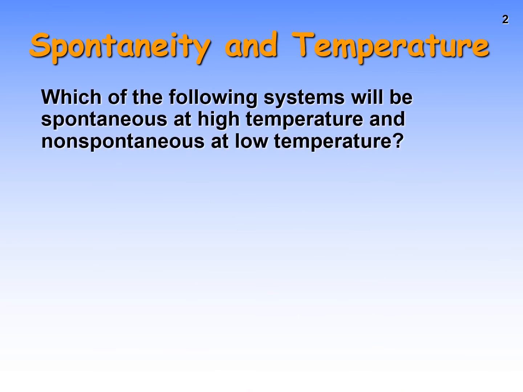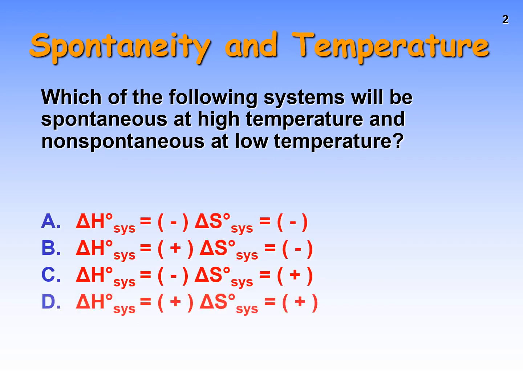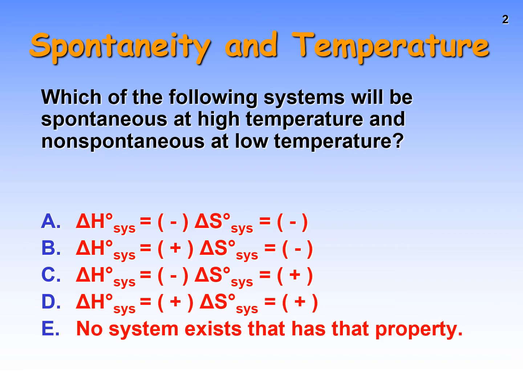So let's look at a clicker question that would have been on here. Which of the following systems will be spontaneous at high temperature and non-spontaneous at low temperature? Hopefully this is kind of a give me if you paid any attention to the last slide. And we have all 5 of these different options. E is obviously totally not the right answer, right? So we can just go, no, not that.